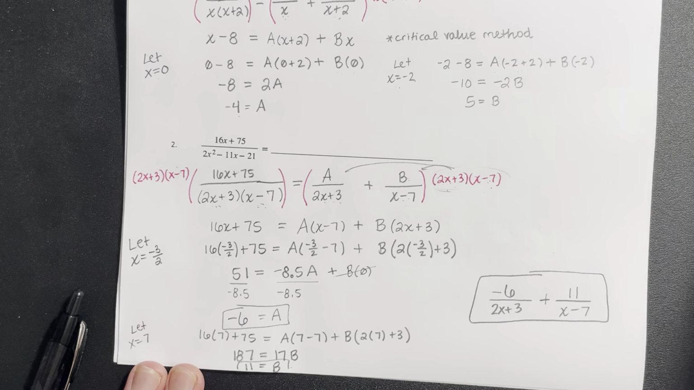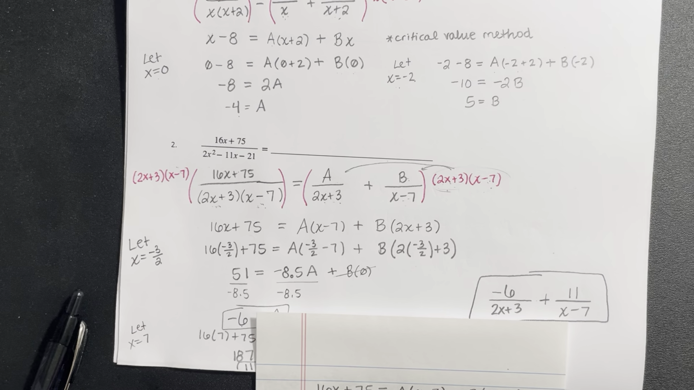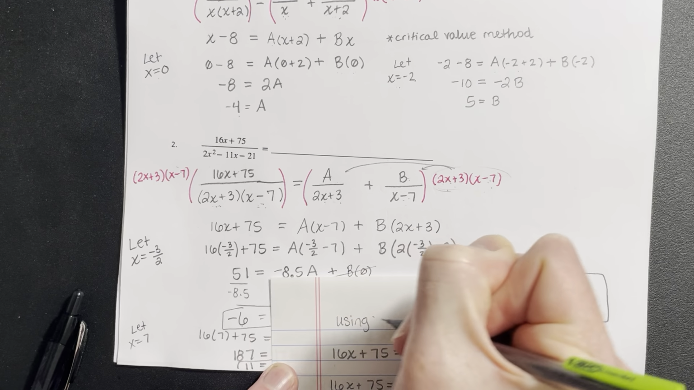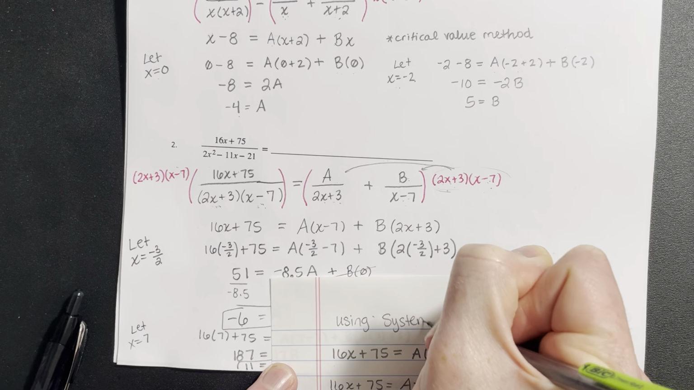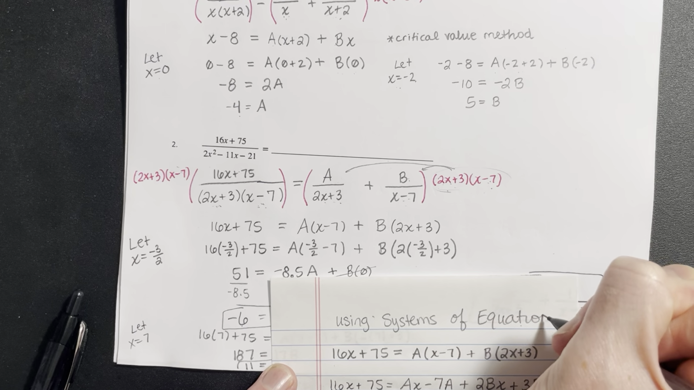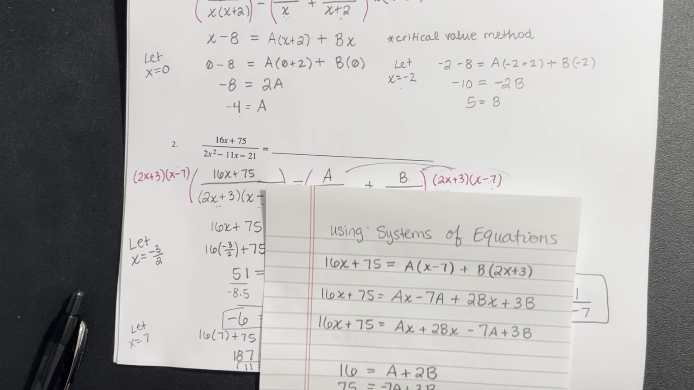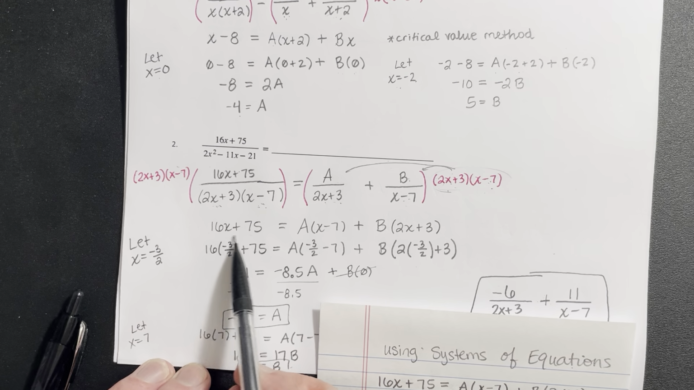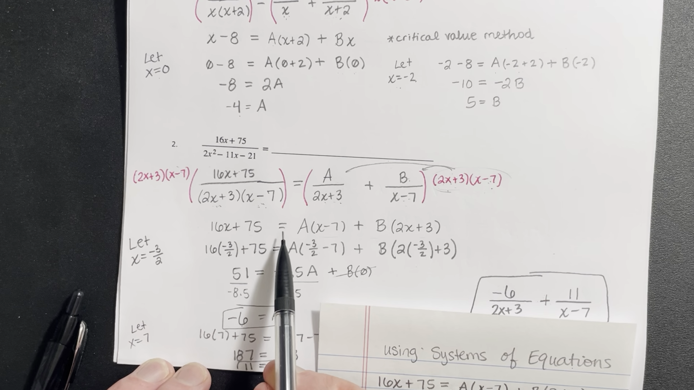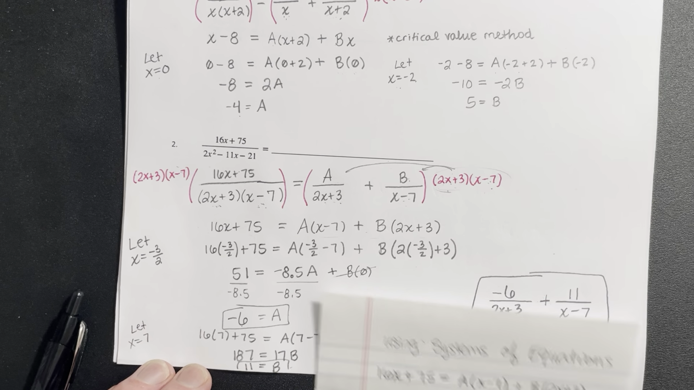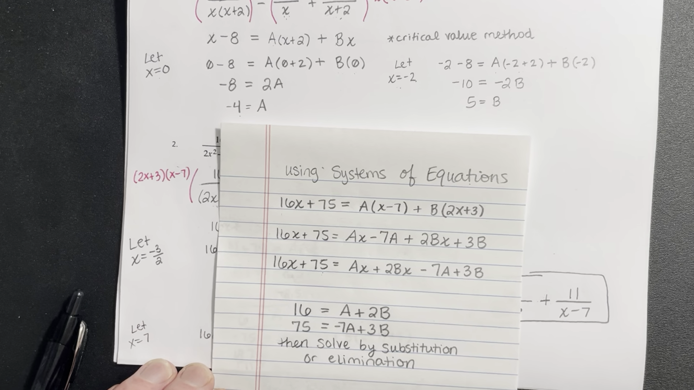Now, a different way to do this that's not the critical value method is using systems of equations. If I use systems of equations, we can solve using substitution or elimination like normal. So where we multiplied by that common denominator, we got an equation that did not have any denominators anymore. So 16x plus 75 equals a times x minus 7 plus b times 2x plus 3. That's what I've got here.